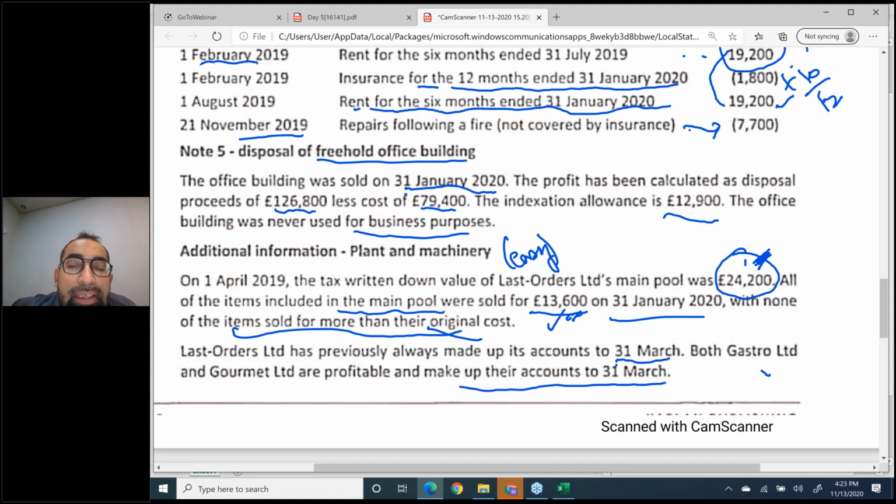But there is a problem here. Our group members make accounts to 31st March, but we did close our business on 31st January. That means our accounting period is 10 months and their accounting period is 12 months. So in order to match with them, we need to apportion their profits by 10 upon 12. In order to match the transferable amount, we need to apportion their TTPs. Okay, right?